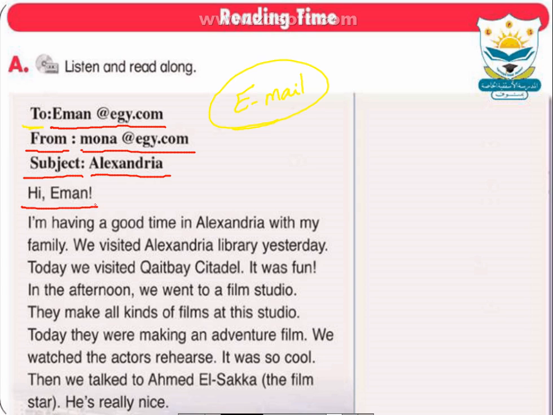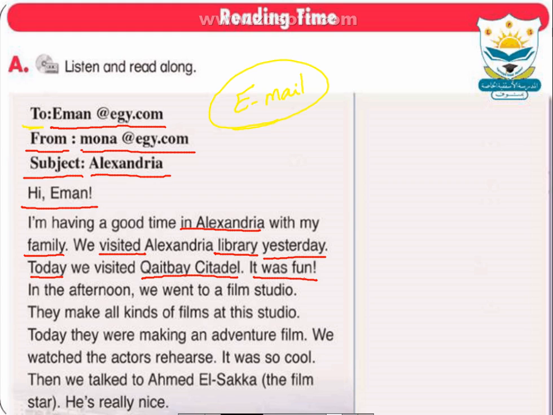Hi, Iman. I am having a good time in Alexandria with my family. We visited, it's in the past. We visited Alexandria Library, مكتبة الإسكندرية, yesterday, أمس. Today, اليوم, we visited Qaitbay Citadel, قلعة قايتباي. It was fun.